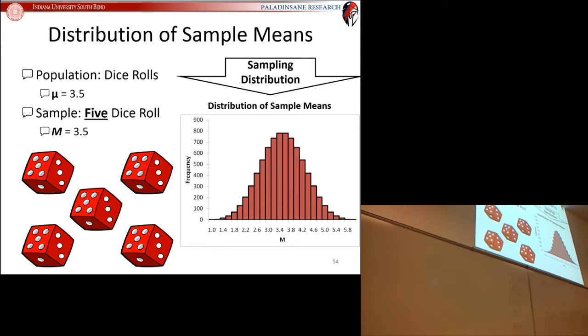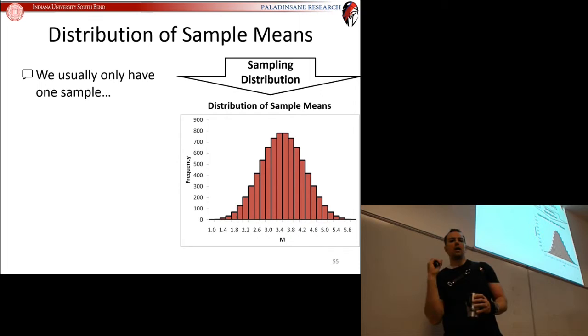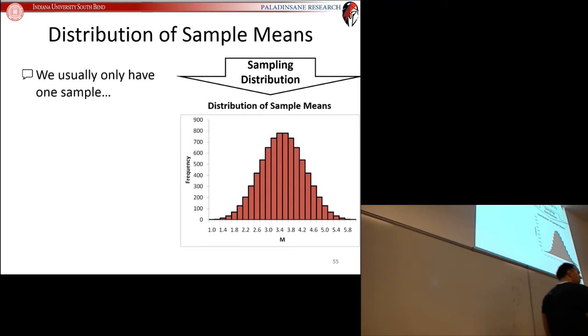Every single score in your distribution comes from a sample, comes from another distribution. It's a distribution of distributions. But importantly, we usually only have one sample.